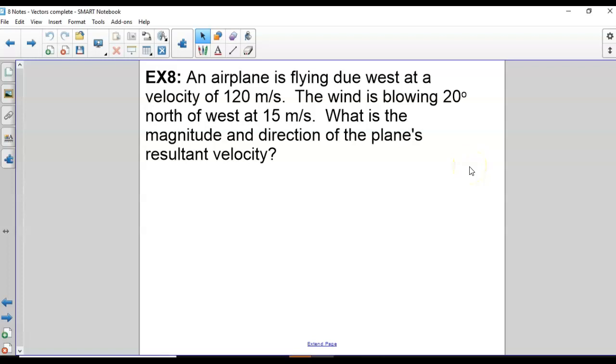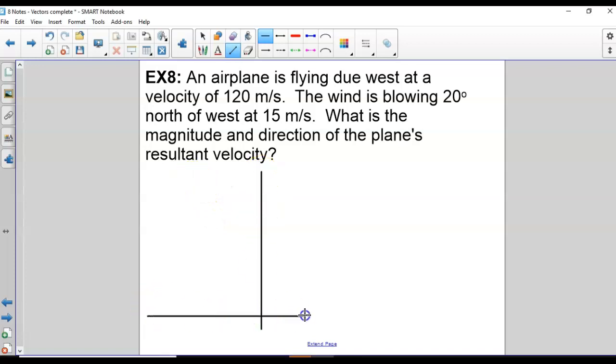Wind is blowing 20 degrees north of west at 15 meters per second. What is the magnitude and direction of the plane's resultant velocity? So this is a lot like the problem that we just did for the warm-up. So let's see, plane's flying west, wind is blowing north of west, so we really just need north and west. We really just need this part of the coordinate plane here.